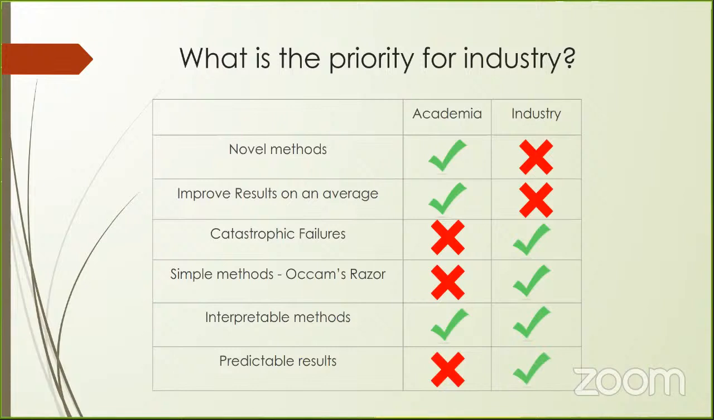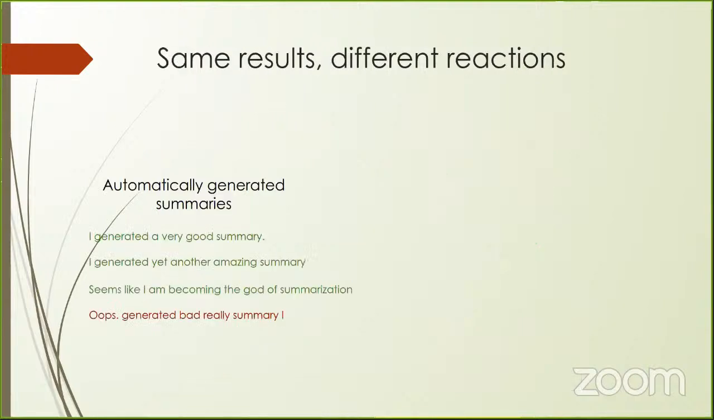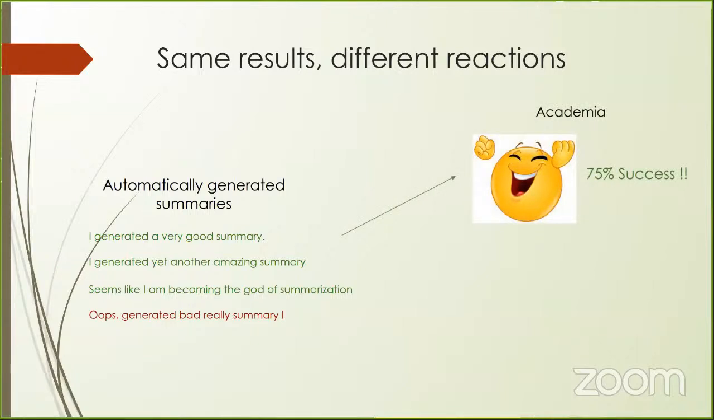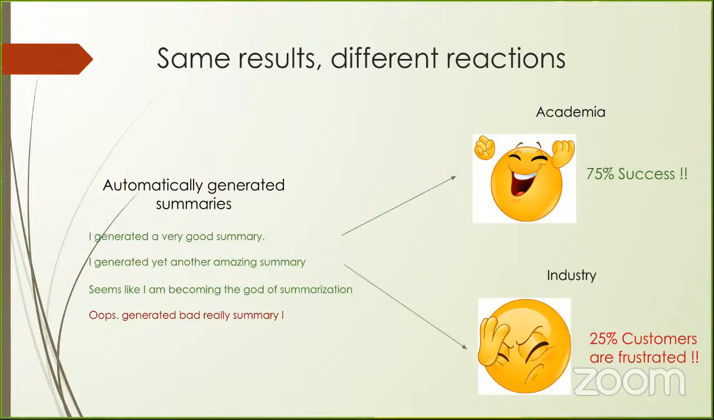The biggest point of contention is catastrophic failures. Say I generate these 4 summaries, 3 of them are very good, the ones in green, 1 is really bad. In academia, I would be very happy. Wow, 75% success, I'm going to publish this in the top journal. In industry, I would say no, because the 4th one was so bad, 25% of my customers wouldn't be returning. So I would be frustrated, like this doesn't work. I would rather go to a simpler method, which doesn't make everyone very happy, but at least doesn't frustrate anyone. So that's how things are different in academia and industry.